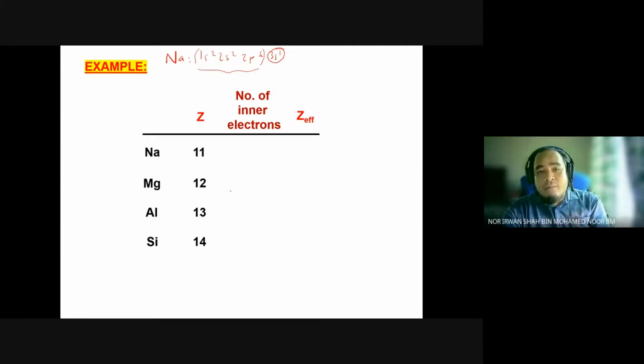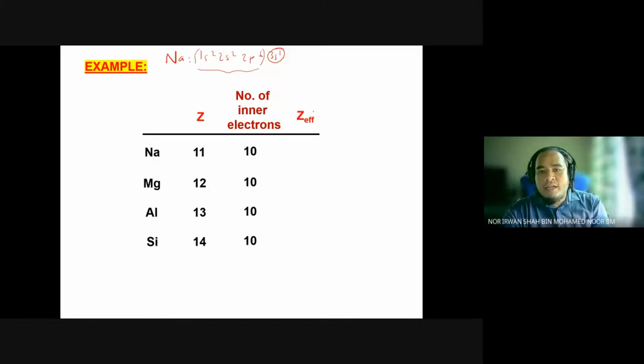So apa kita akan dapati sebenarnya, the four of this mempunyai same number of inner electrons. Nampak tak? Kan? Okay, magnesium, sodium, aluminium, silicon, all of these mempunyai same number of inner electrons. Yang membezakan adalah apa? The number of outer electrons or the number of valence electrons are different. Okay, tetapi untuk inner electrons, keempat-empat ini mempunyai same number of inner electrons.